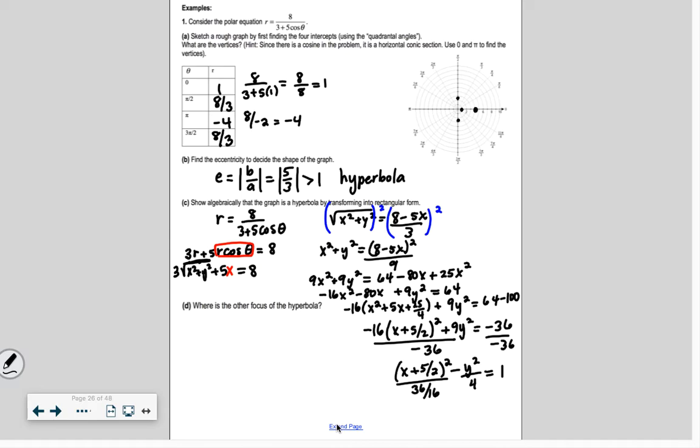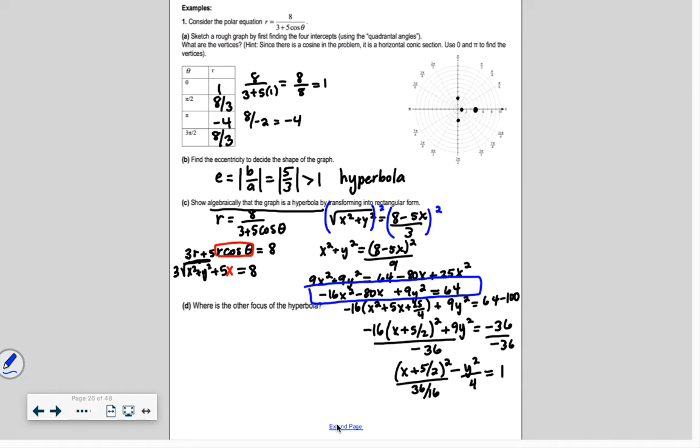So we said show algebraically that this is a hyperbola. The step where I knew it was a hyperbola was right here. If you guys can get it to that and say, oh, I know it's a hyperbola because my signs are different, then you're okay. Does that make sense?